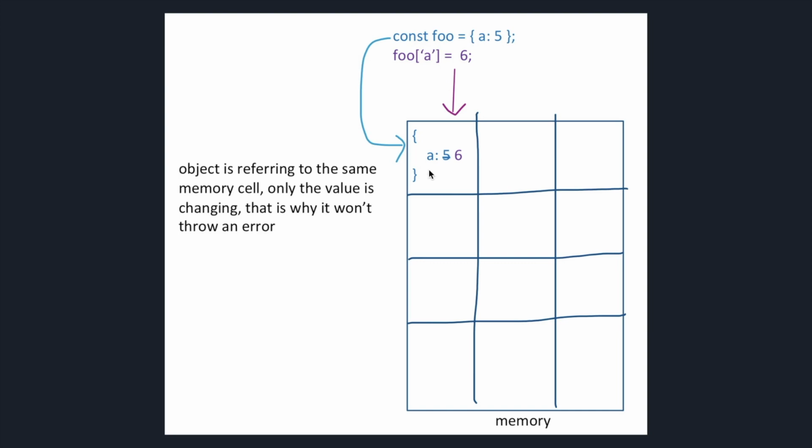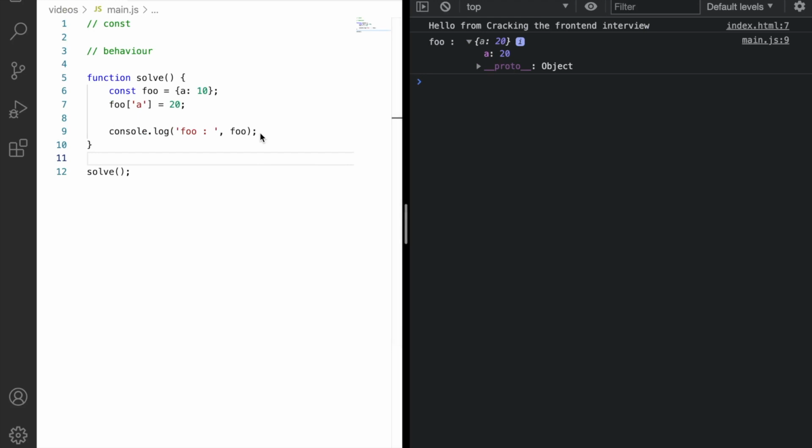But in the case of an object, if I declare an object using the const keyword and I try to update any existing property of that particular object, then the memory reference does not change, only the value is updated. So the memory reference remains the same. That is why it does not show any error, and it simply updates the value of any property which exists on the object. So now let's come to the hoisting part.